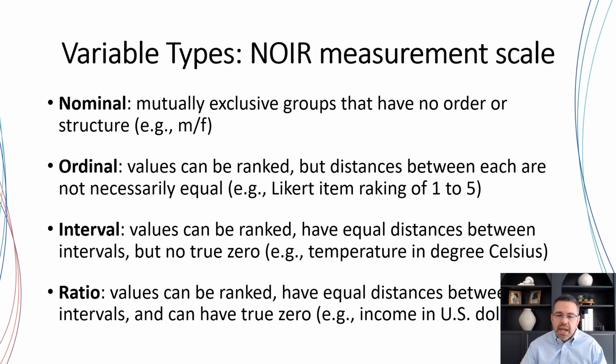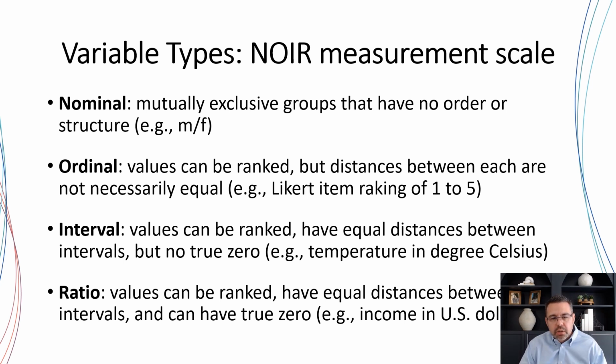But again, we don't have a true zero here, in the sense that 0 means the absence of information, right? Or an absolute 0, I guess is the way I should describe it. 0 is freezing, it's not a true 0, right? And then ratio information, again, carries the most information. Here, our values can be ranked. They have equal distances between each interval, and they do have an absolute 0.